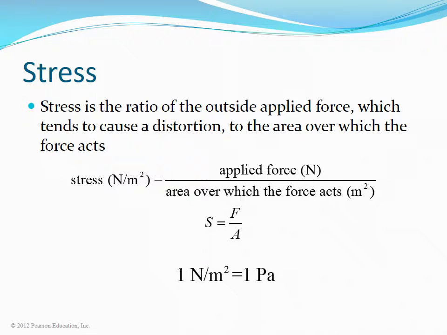Stress is the ratio of the outside applied force, which tends to cause a distortion, to the area over which the force acts. Stress is the ratio of the applied force divided by the area over which the force acts. Stress is usually measured in newtons per square meter, which is called the Pascal after Blaise Pascal.